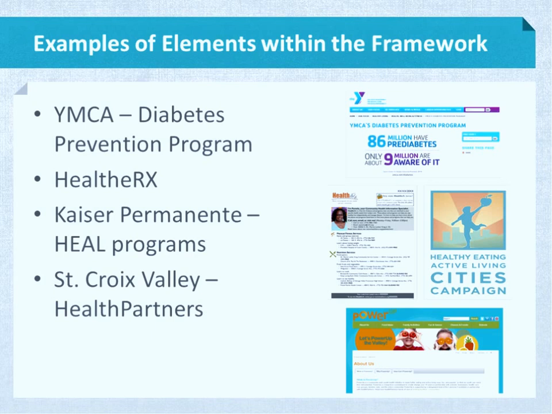HealthyRx is another nice example of how clinical systems are linked to community systems. So HealthyRx was developed at the University of Chicago in a number of poor neighborhoods, where youth were hired to do mapping of the neighborhood and identify resources relevant to obesity, related to, let's say, diet and physical activity.